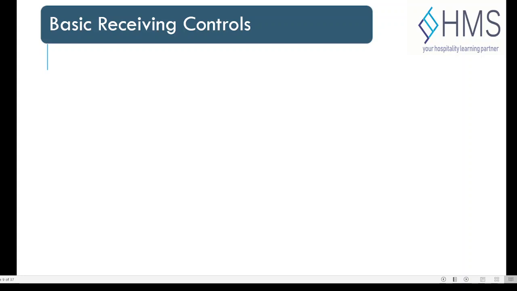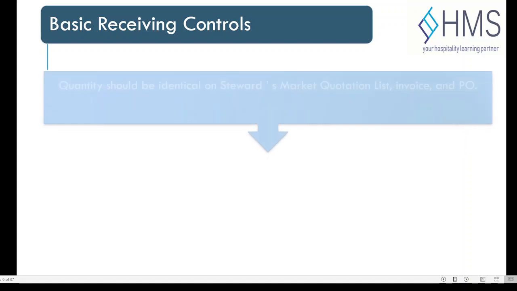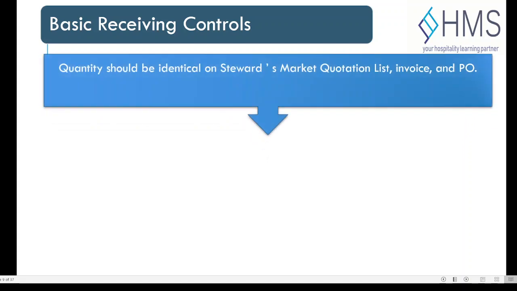Just quickly run through the other basic controls that we normally have. So we're not going to spend too much time on this. Normally the basic controls for receiving are that quantity should be matched with the quotation list, invoice, and PO.